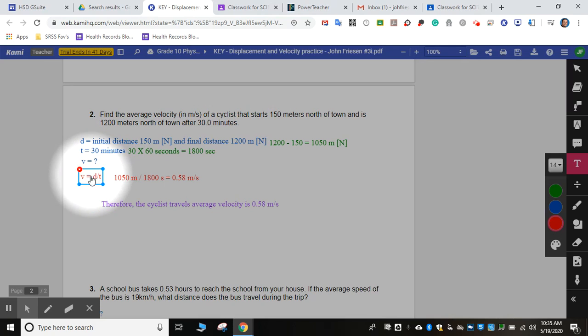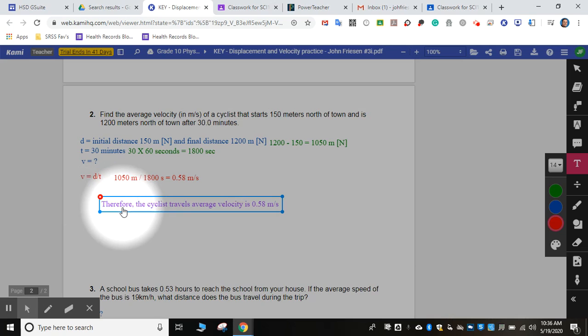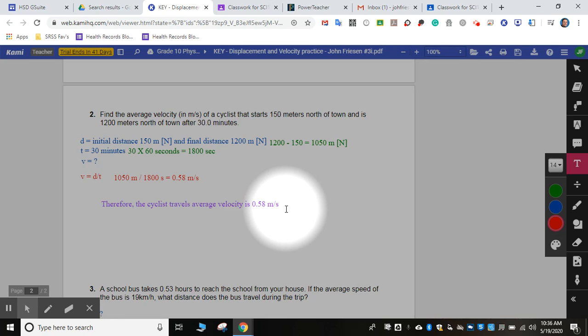Okay, and so we take our equation, which is velocity is equal to distance over time. We take 1,050 meters, and we divide that by 1,800 seconds. And we end up with 0.58 meters per second. Therefore, the average velocity of the cyclist is, I know that's not what's written, but that's fine, 0.58 meters per second.